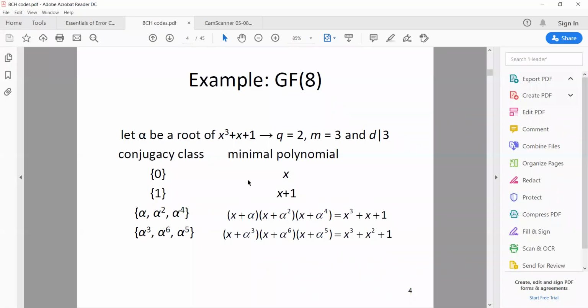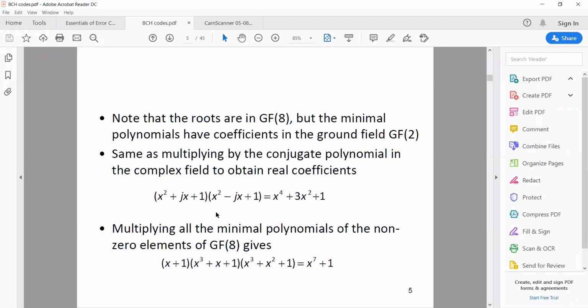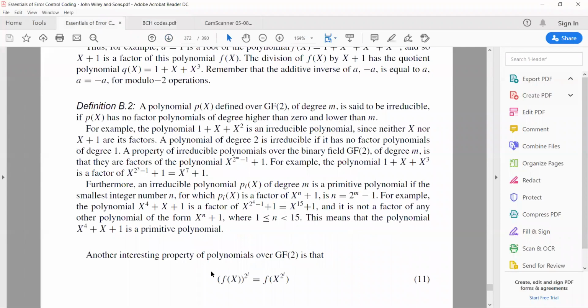Okay, so from the previous lecture, we have understood how these possible polynomials, when multiplied, will generate x to the power 7 plus 1. So these are the non-zero elements of GF8. When these non-zero elements are multiplied, this will generate x to the power 7 plus 1, which satisfies this formula from the PDF book. We have shown you from the definition at Appendix B, that part. Okay, that definition was what?